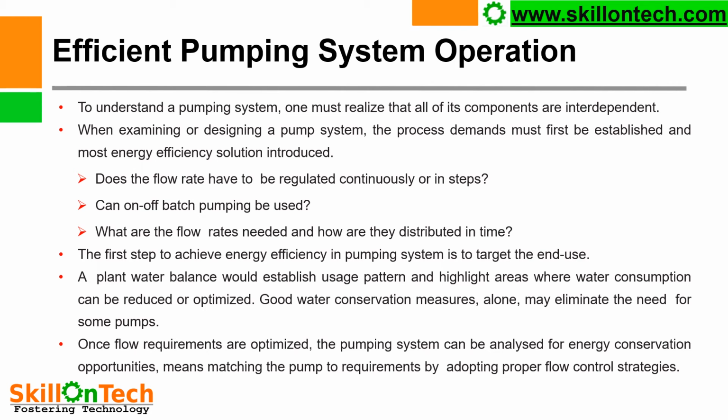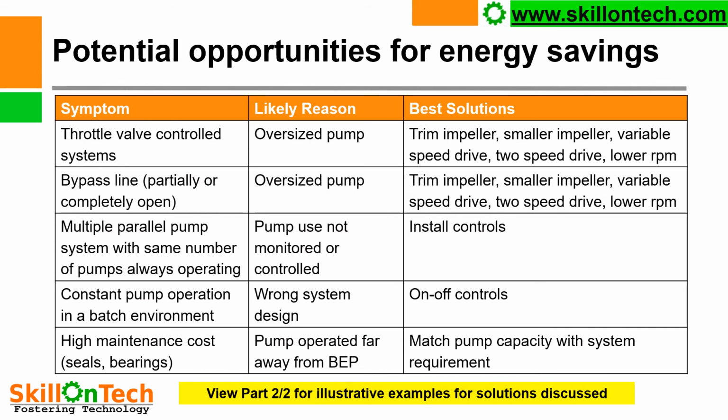The first step to achieve energy efficiency in a pumping system is to target the end use. A plant water balance would establish usage patterns and highlight areas where water consumption can be reduced or optimized. So we must know our water requirements and how they can be optimized. Good water conservation measures alone may eliminate the need for some pumps. Once flow requirements are optimized, the pumping system can be analyzed for energy conservation opportunities, meaning matching the pump to requirements by adopting proper flow control strategies. Potential opportunities for energy saving.